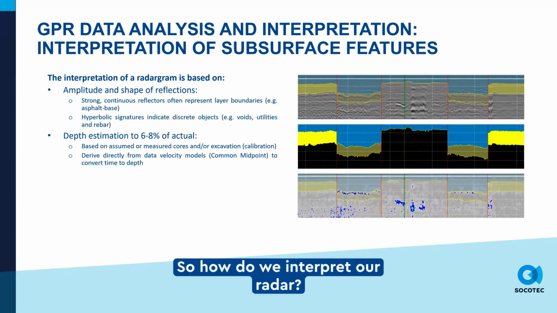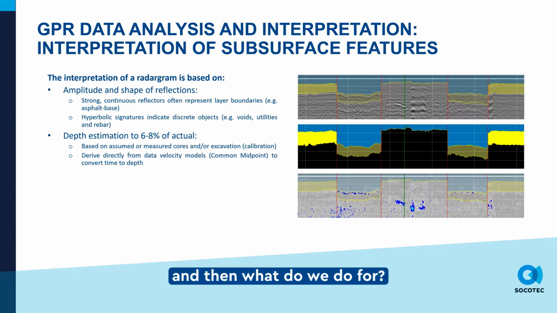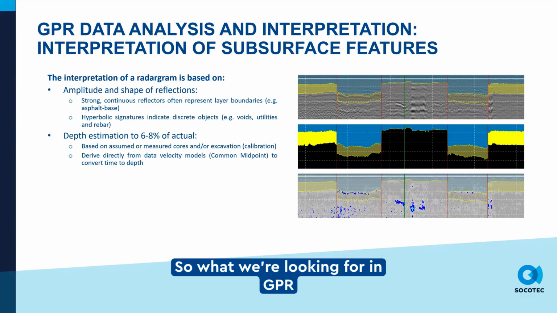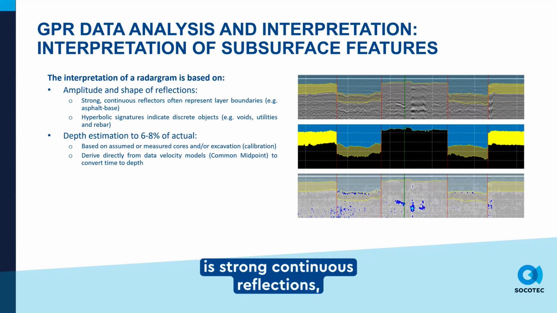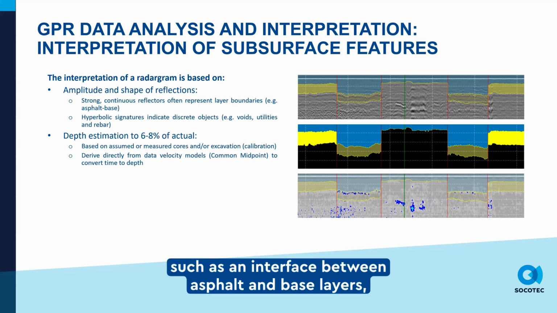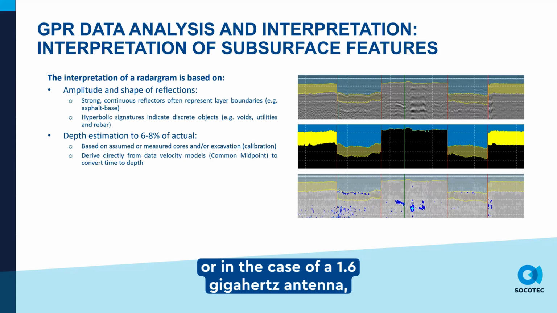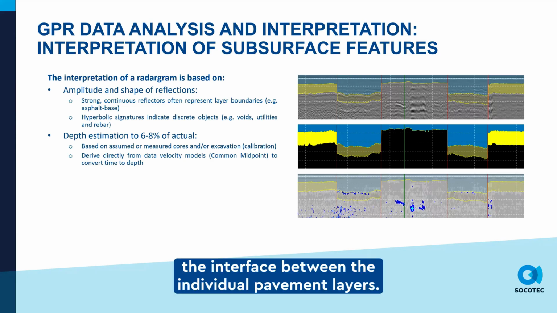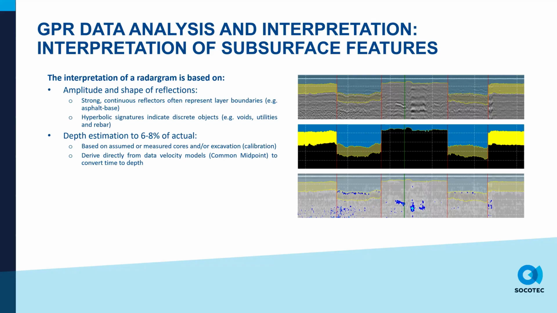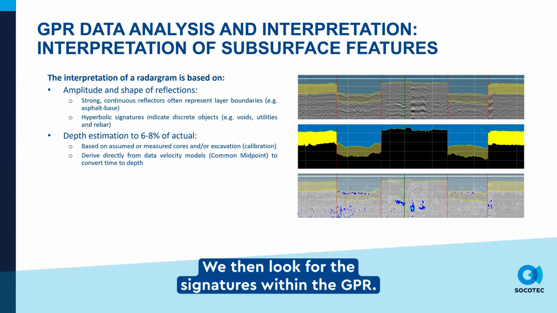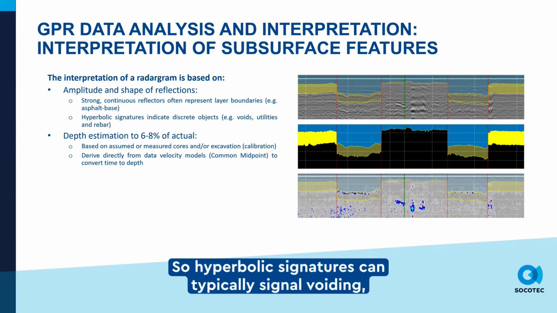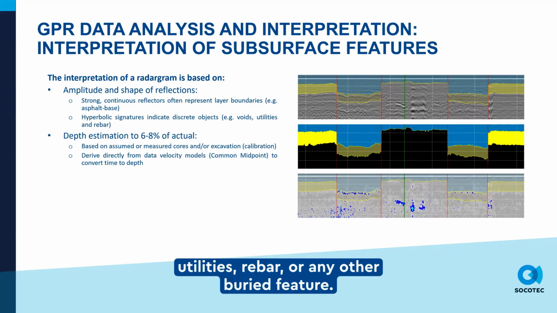So how do we interpret our radar? How do we take it from raw, process it, and then what do we do with it? What we're looking for in GPR is strong continuous reflections, often representing layer boundaries, such as an interface between asphalt and base layers, or in the case of a 1.6 gigahertz antenna, the interface between the individual pavement layers. We then look for the signatures within the GPR. Hyperbolic signatures can typically signal voiding, utilities, rebar, or any other buried feature.